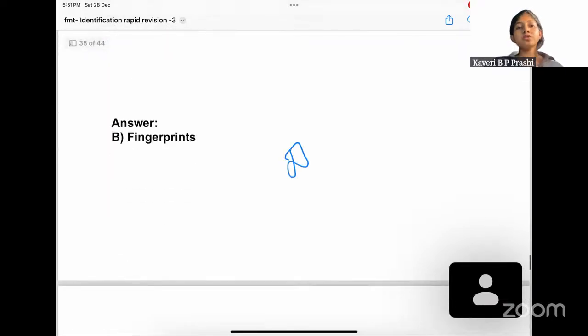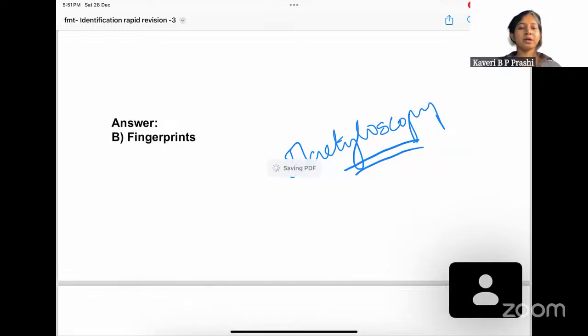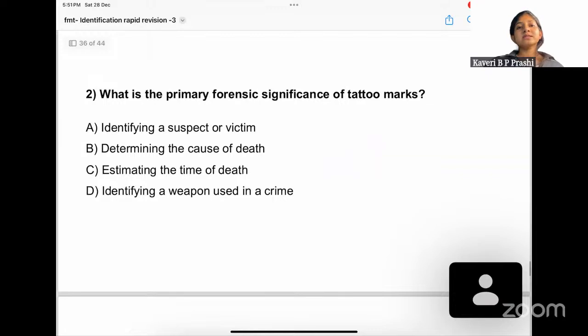It is also called dactyloscopy or the Henry Galton system. So whatever they give, it is the same. Okay. Coming to the next question, the next MCQ is, what is the primary forensic significance of tattoo marks?